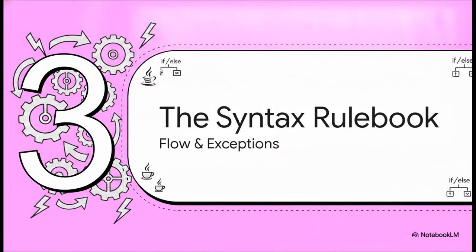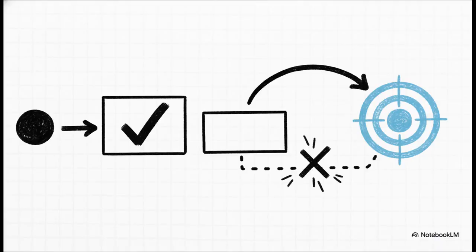All right, Section 3, the syntax rulebook, control flow and exceptions. Let's rattle off the core flow rules you need for the multiple choice section. Sequential flow is just line by line. Selection uses if, else, and switch to make choices. Iteration uses for, while, and do-while loops to repeat code. And jump constructs use break, continue, and return to immediately alter the flow.